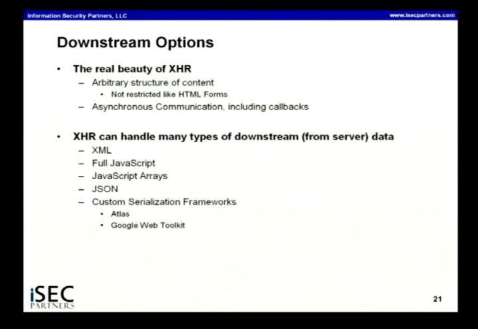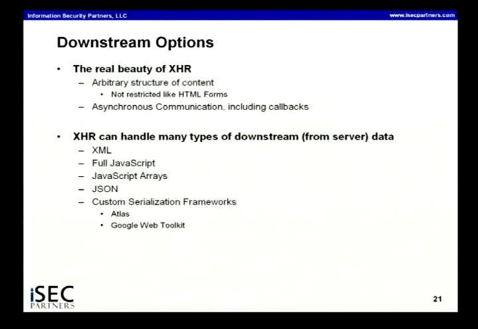So, the real beauty of the XML HTTP request object versus the iframe is that it's not restricted to HTML forms with your name-value pairs. You can set any arbitrary data you want. And it's asynchronous as well, so you just send off your request, and whenever data finally makes it back, it hits a callback, and you're good to handle it. There are all types of downstream data you can use. You can use anything, really.